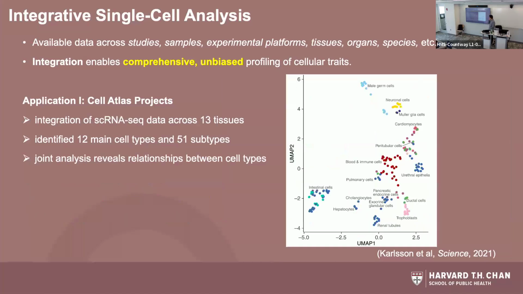Here is just an example of a recent study that enabled the integration of cells coming from multiple organs, so that eventually they got this map of, in total, 51 different cell types. Here, each dot is one sub-cell type defined, and the colors are just the 12 major cell types they classified. And in this embedding, the distance of different cell types would reflect their similarities, basically.